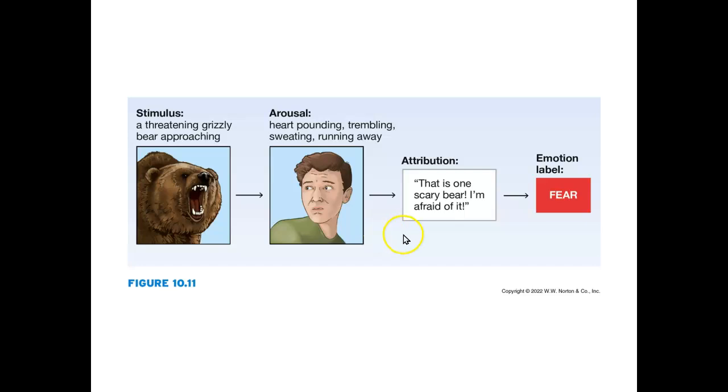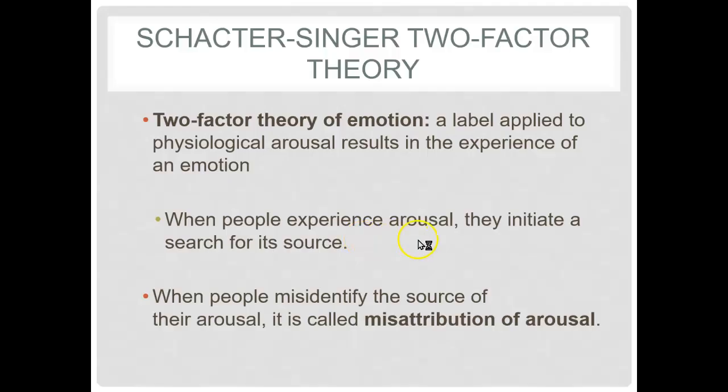The Schachter and Singer theory adds the attribution. It's an additional cognitive step where your mind searches for a label of what it's feeling. So when people experience arousal, it's that physiological arousal that triggers the cognitive process of coming to understand the emotion it's feeling. Now, sometimes people misidentify the source of their arousal. This is called misattribution of arousal. And it's just a glitch that we sometimes experience.